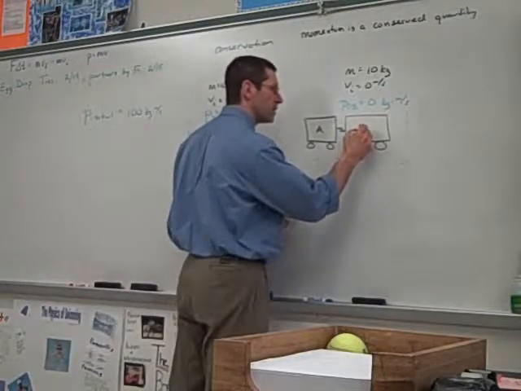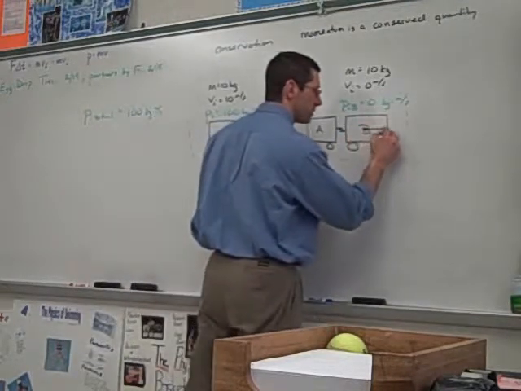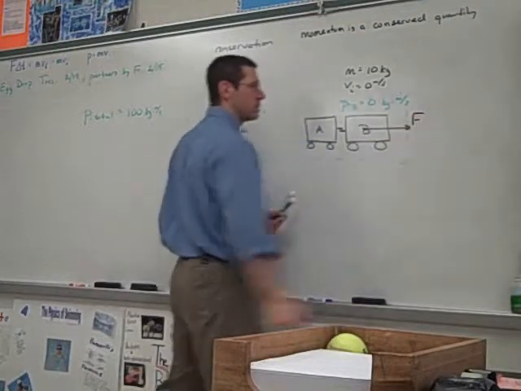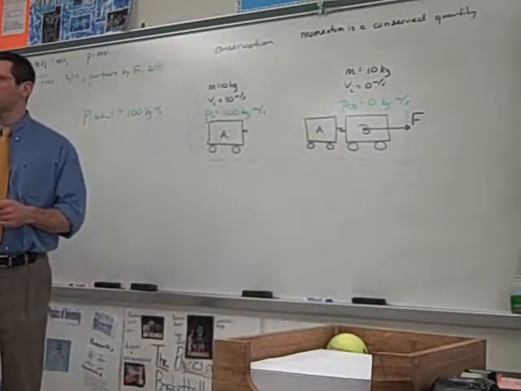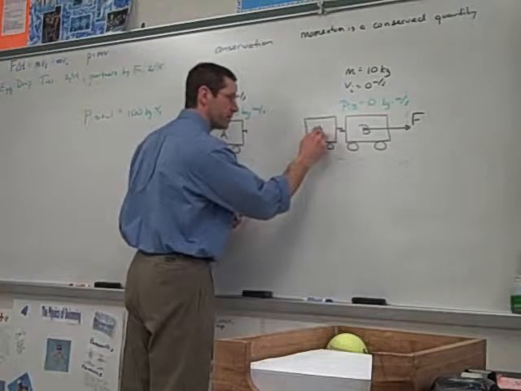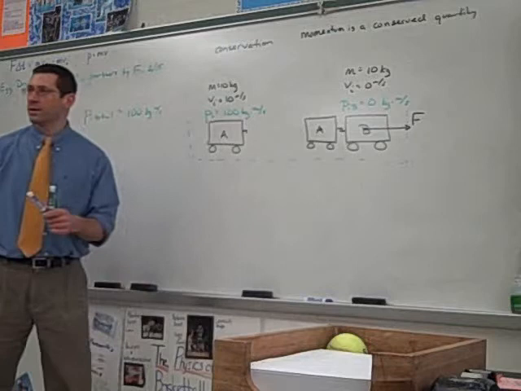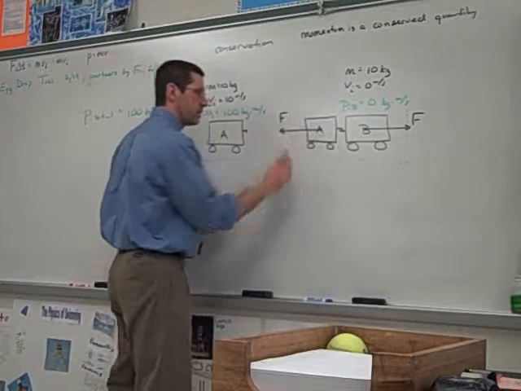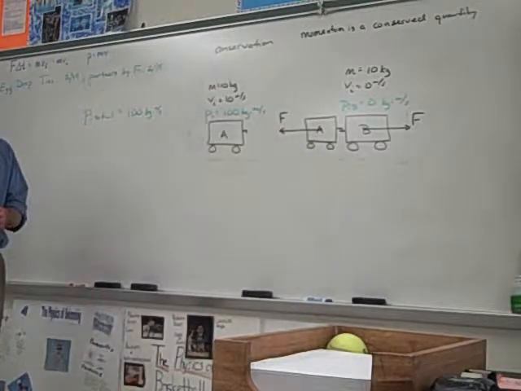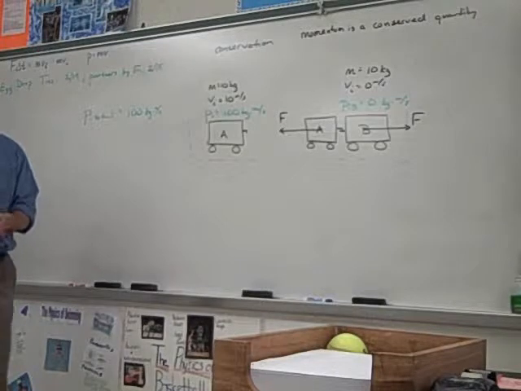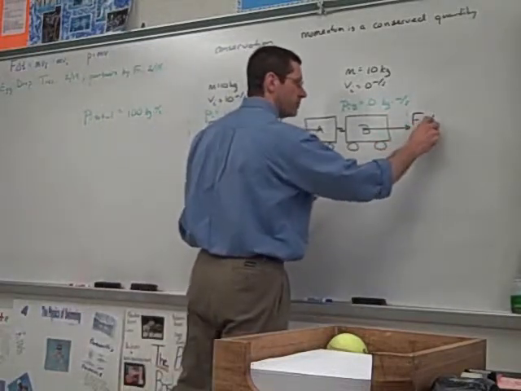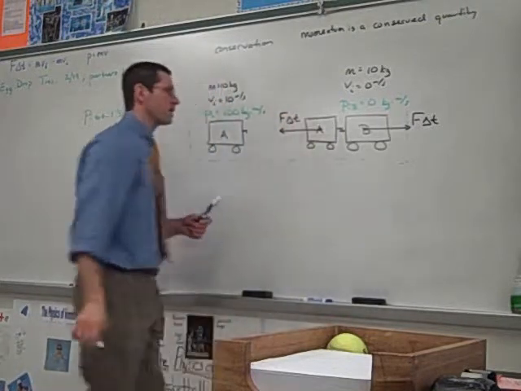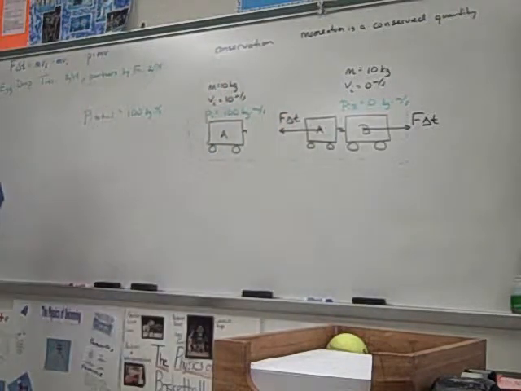Okay, so A hits B. So that means A applies a force to B. Does B apply a force to A? Yes, sure does. Is it bigger or smaller than the force of A on B? It's the same, right? Newton's third law. Now, is A in contact with B longer than B is in contact with A? No. So the force times the time is the same for both of them. So what does that mean? The same impulse, the same change in momentum, right?